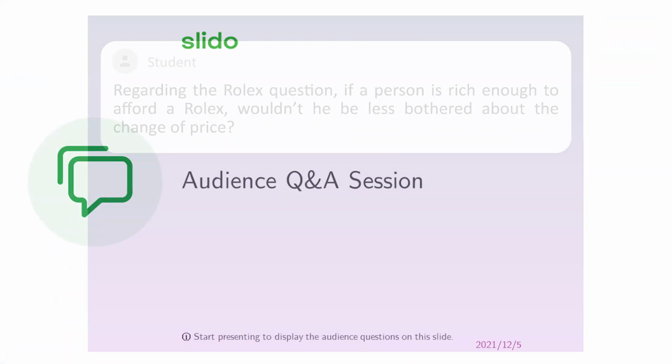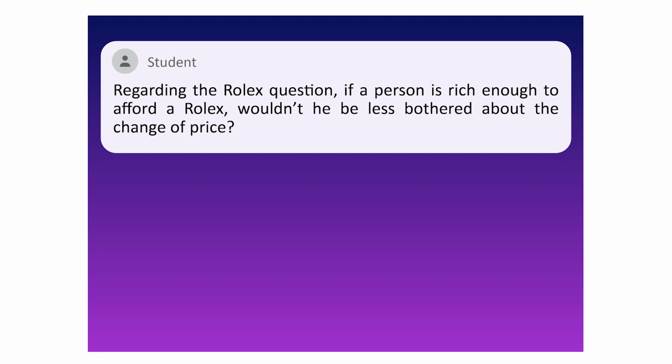Okay, so here we have the first question. If a person is rich enough to afford a Rolex, wouldn't he be less bothered about the change of price? The question here is, what are the consumers of Rolex? Suppose a second-hand Rolex is for sale. It's cheap enough that even you and I can afford. Would you buy the Rolex? The key thing here is how sensitive is the group of potential consumers of this good.